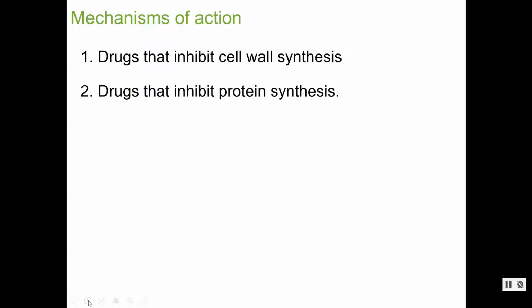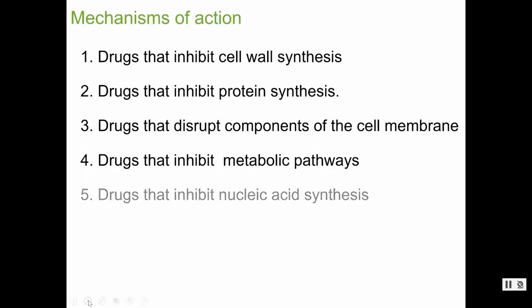So now we're going to go through 5 different categories of mechanisms of action. We're going to look at how these drugs work against these microorganisms. We can put them into 5 different categories based on how they work. We have drugs that inhibit the making of the cell wall, so cell wall synthesis. These are bacterial cell walls. We don't have a cell wall, right? No peptidoglycan for us. So this is one category.